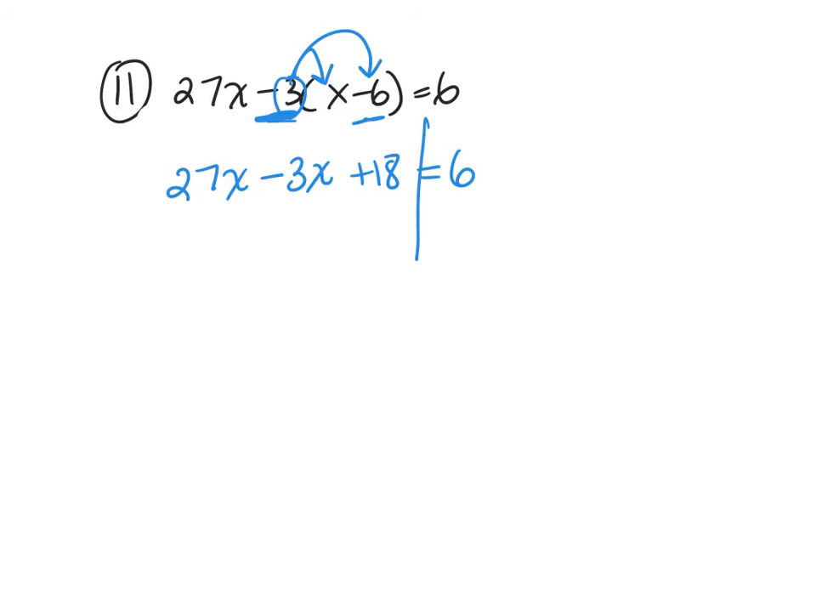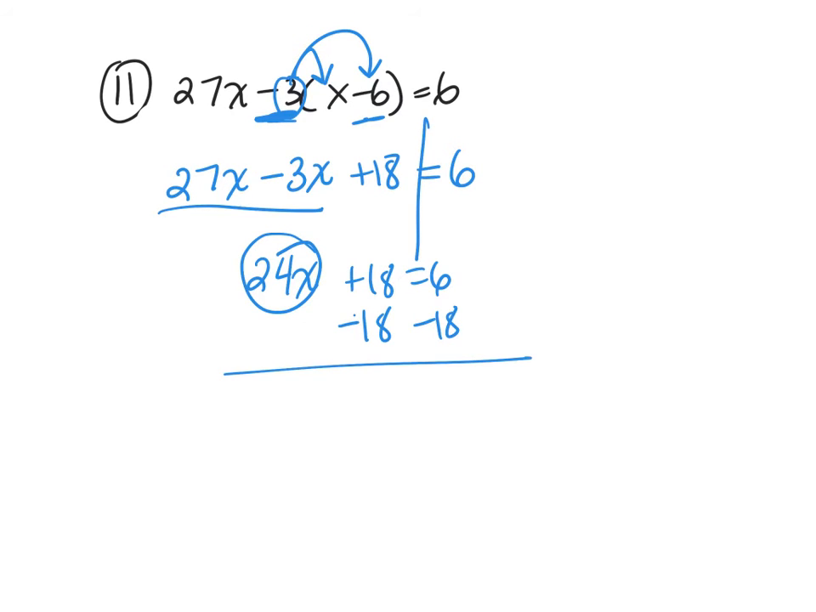Here's your equal sign. These two are on the same side of the equal sign, so you keep them as is and you just do the operation. So 27 minus 3 is 24x plus 18 equals 6. Now I still want to isolate the 24x, so I'm going to minus 18 to both sides. I have 24x is equal to negative 12. Divide by 24. X is negative 12 over 24. 12 goes into both of them. Negative 1/2 is your answer.